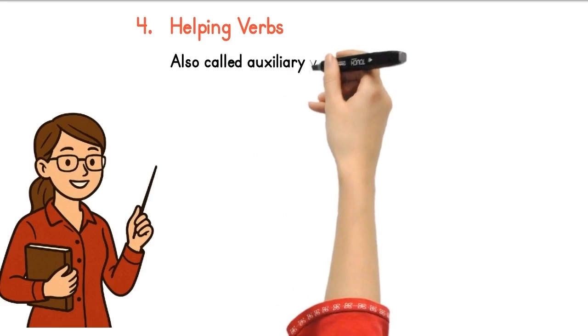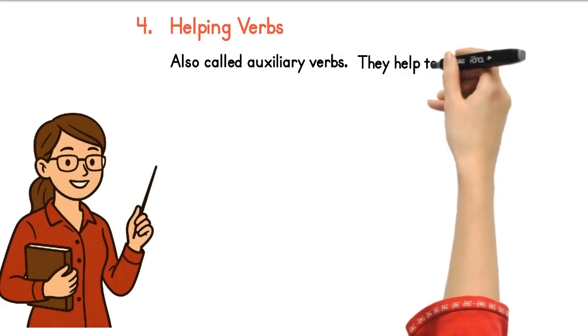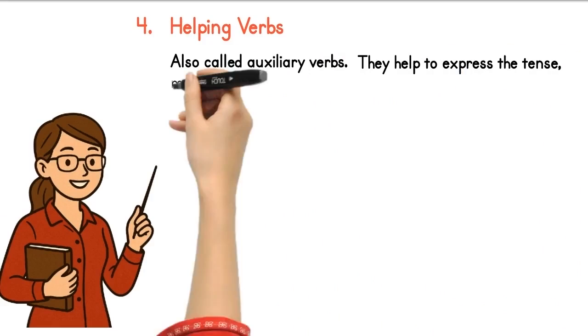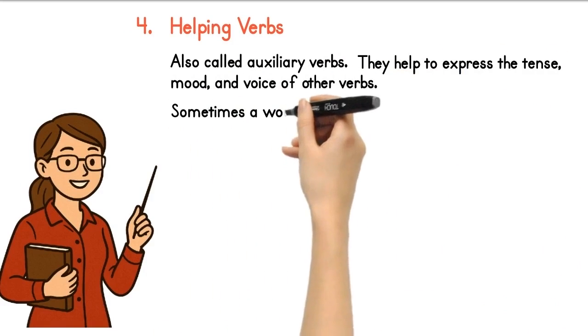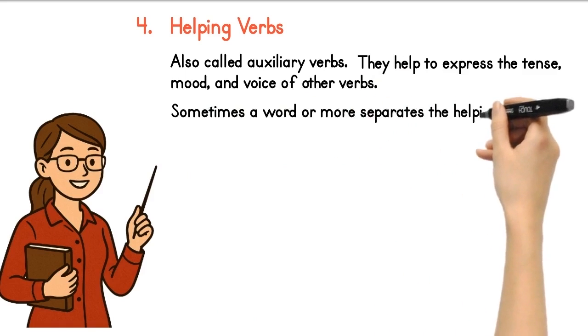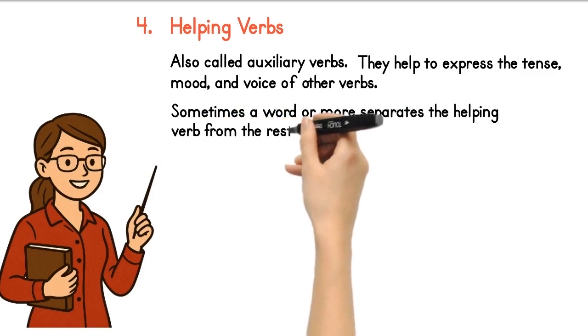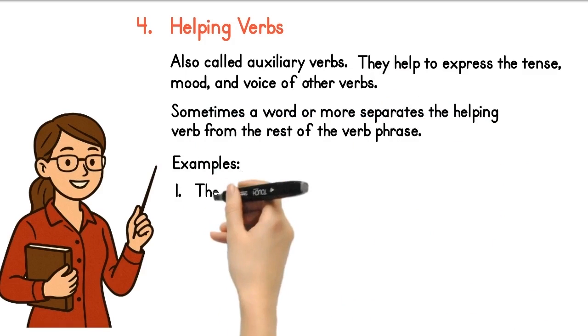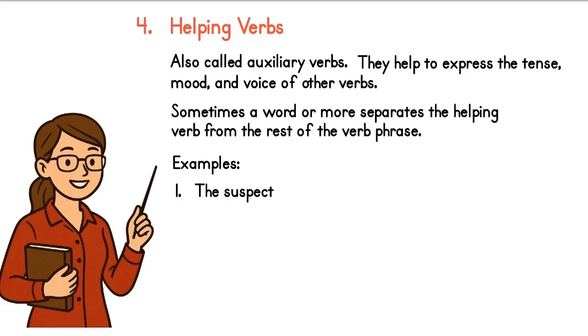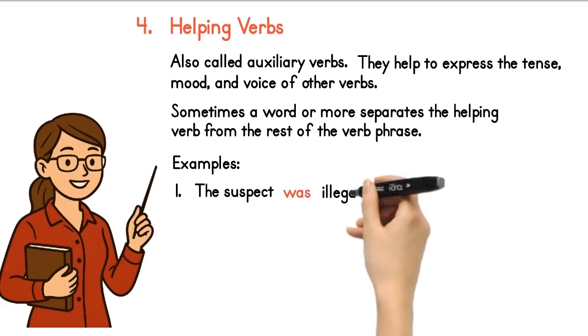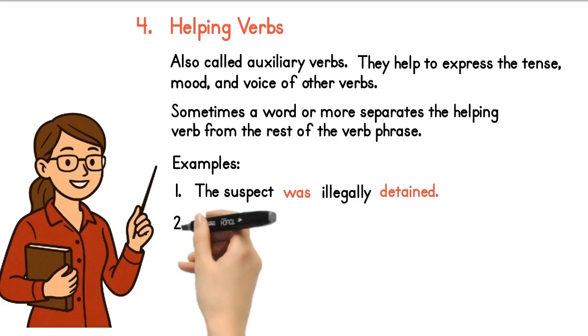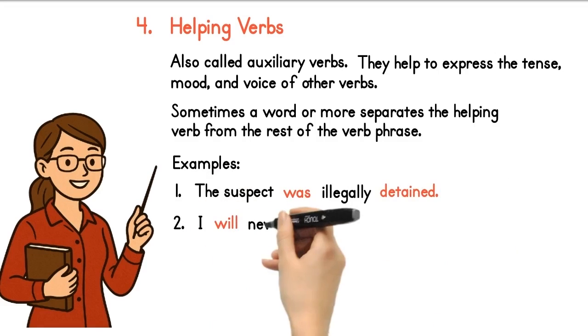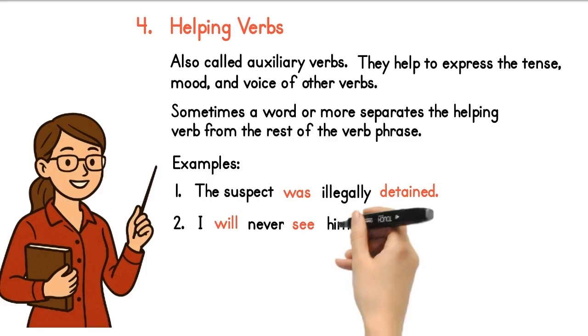Helping verbs are also called auxiliary verbs. These are the verbs that help to express the tense, mood, and voice of other verbs. Sometimes a word or more separates the helping verb from the rest of the verb phrase. Examples: The suspect was illegally detained. The word illegally separates the verb phrase, was detained. I will never see him again. The word never separates the verb phrase, will see.